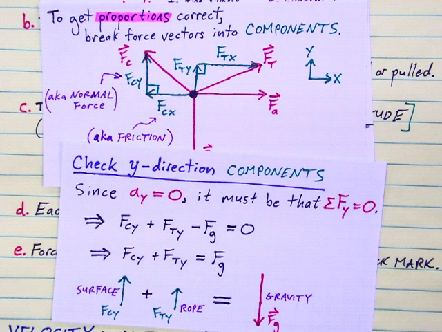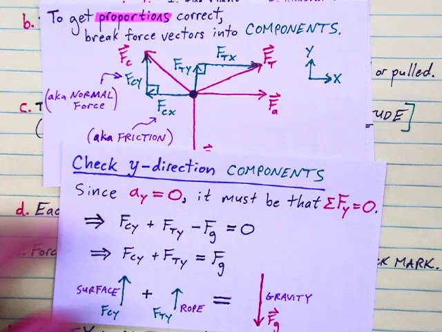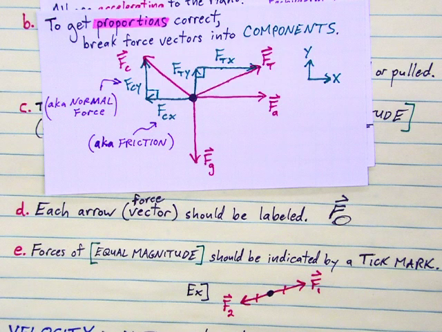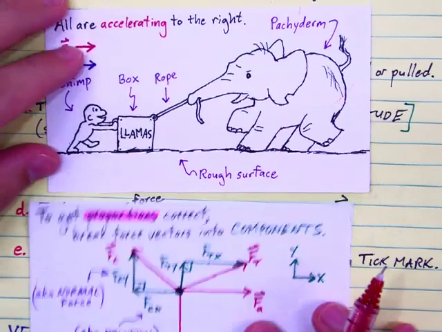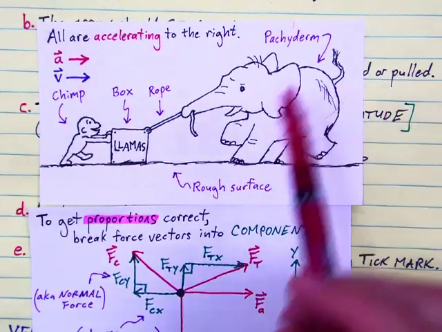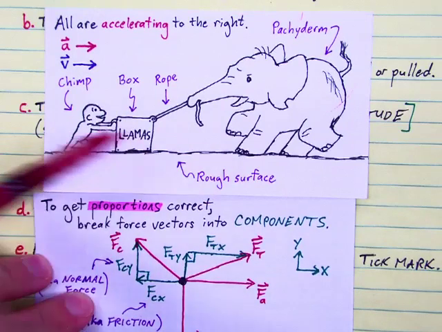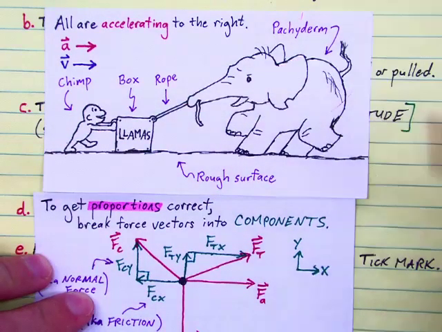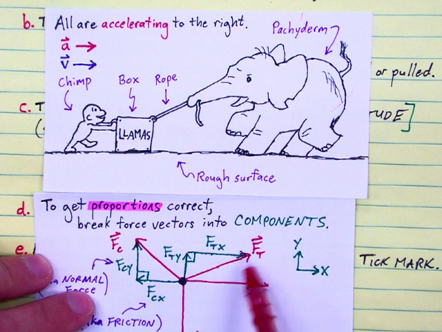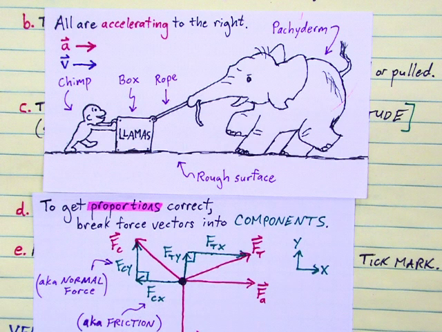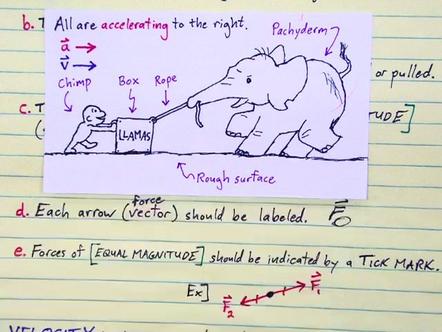All right, I think we're ready to do a second draft here, rescaling those components. And maybe one more thing to note. I doubt very much that the chimp here is pushing as hard as the elephant is pulling. So maybe I shouldn't draw this applied force from the chimp quite as big as the tension that's ultimately coming from the elephant. Okay, second draft for that free body diagram for the box.